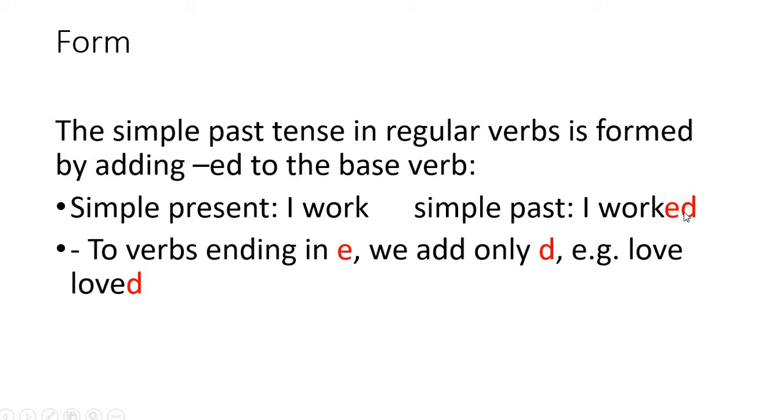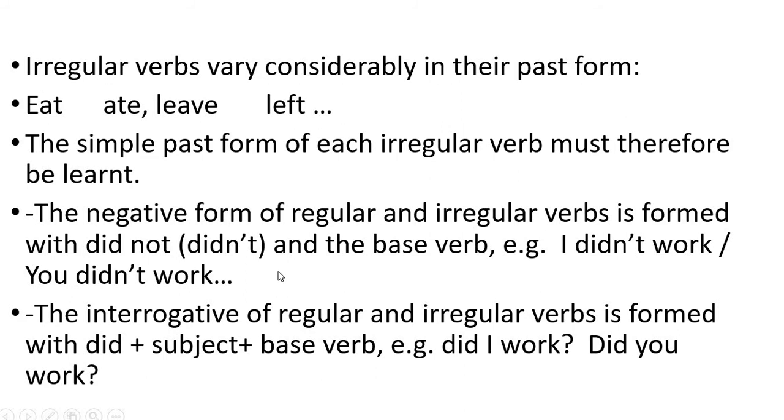But this is not a general rule for all the verbs, because there are some verbs which end in e, and of course we are not going to add another e, so we will have two e's. So in that case, we add only a d. For example, love, it ends with e in the present. In the past, simple past, we add a d to mark the simple past.